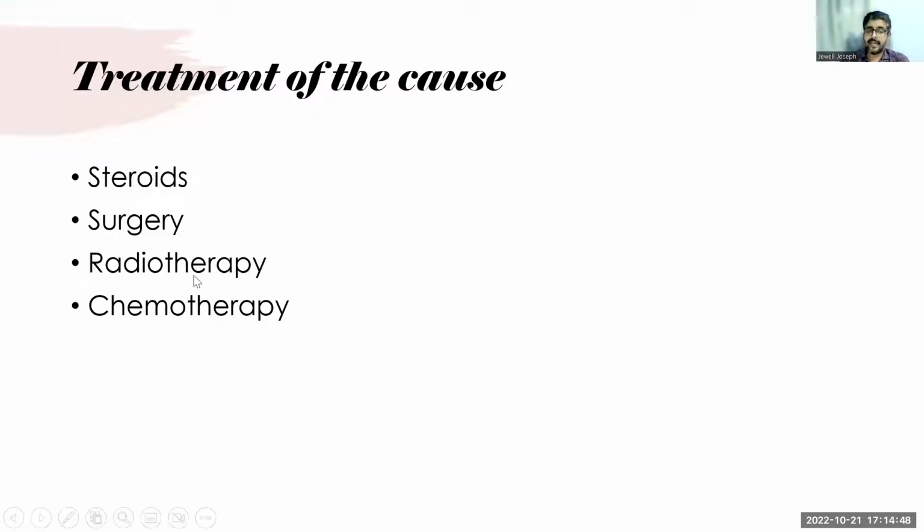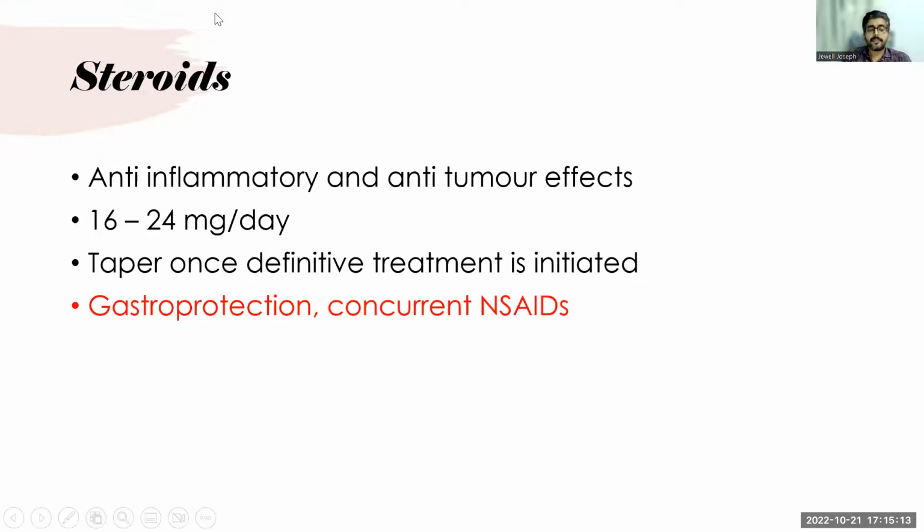Surgery is for spinal instability, so fixing the spine is another option. Then radiotherapy and chemotherapy. Palliative radiotherapy is an excellent option for pain control and disease control. Chemotherapy is useful in certain conditions like lymphoma or multiple myeloma. Hematological malignancies respond very well to chemotherapy, so in such situations, chemotherapy is also an important tool. I'll come to that in each topic in detail.